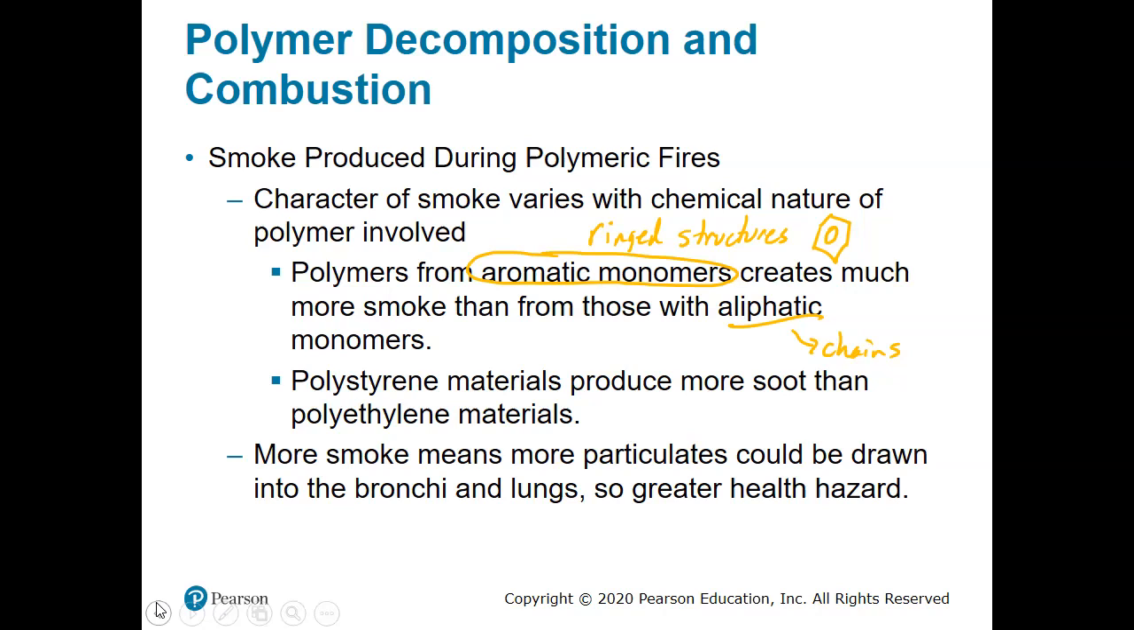Polystyrene materials are also going to produce more soot than polyethylene. And honestly, that comes back to this idea. Polystyrene has that six-membered ring on it. So even though the chain itself is mostly aliphatic, it does have a side group on it that is aromatic. Whereas polyethylene, we're just talking mostly about chains of carbon and mostly hydrogens along the way.